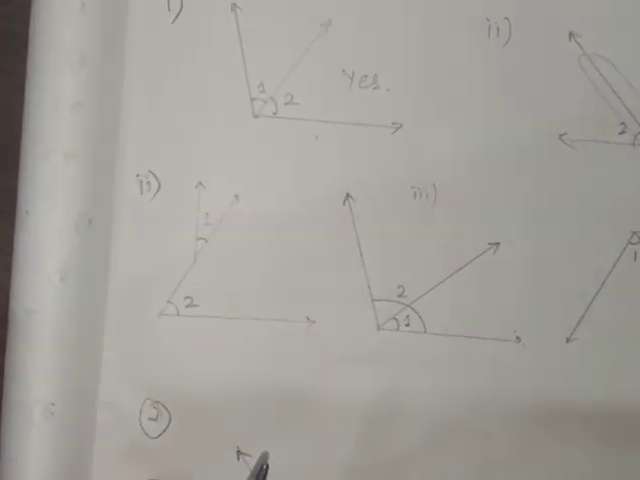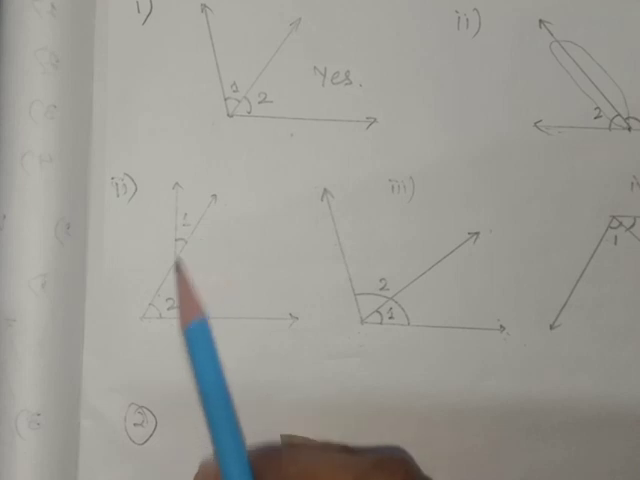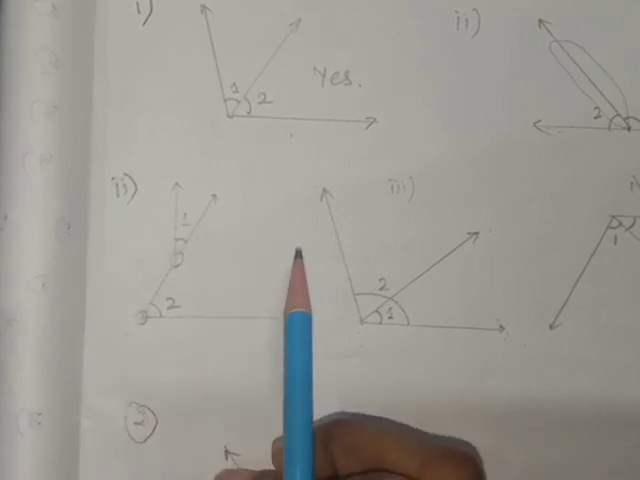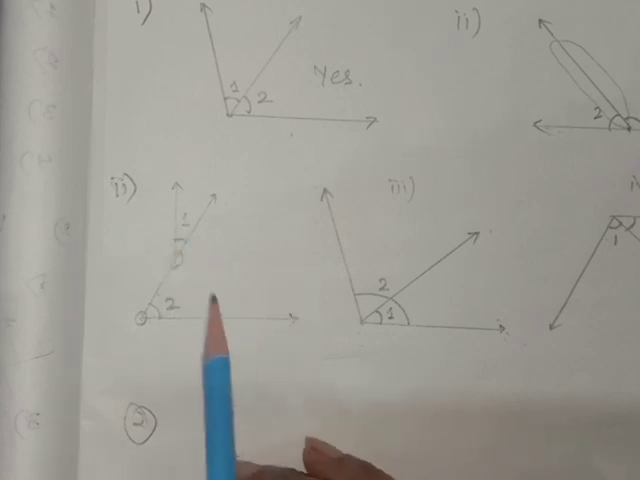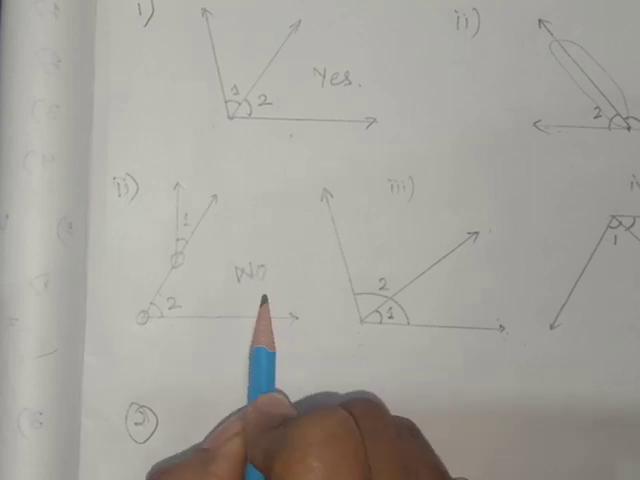Moving next to question number 3. Here there is no common vertex. Here the vertex is different, here the vertex is different. Common arm is also not there, and no non-common arms lie on either side. So no, these are not adjacent angles.